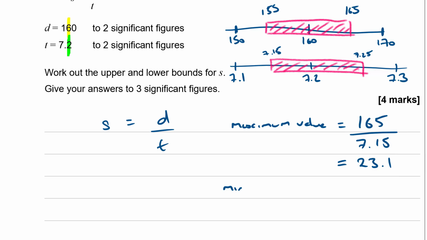And my minimum possible value for S is going to be my smallest possible value of D, which is 155, divided by my largest possible value of T, which is 7.25.